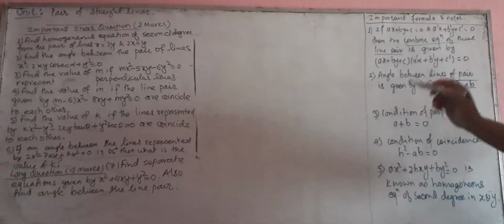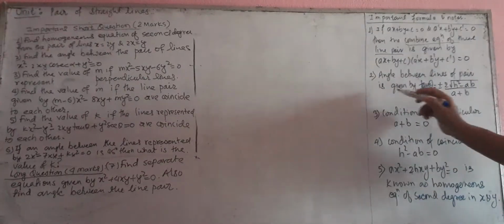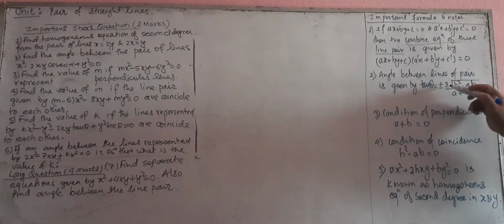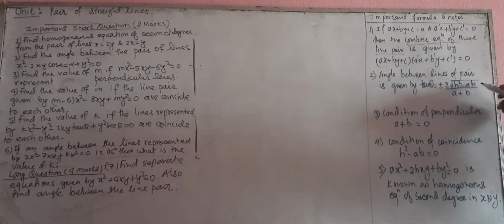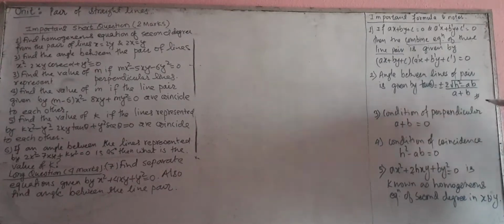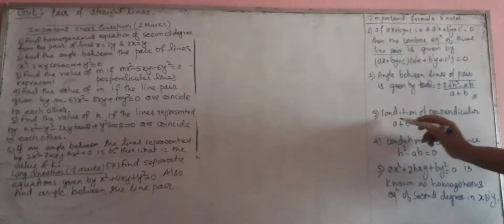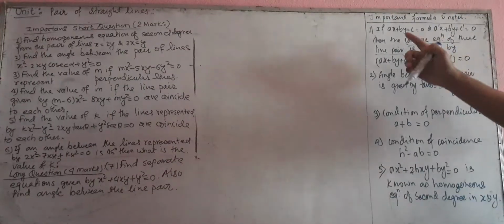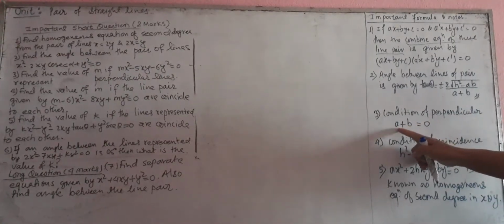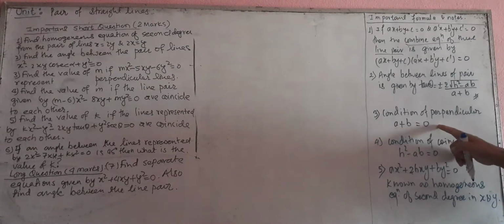Another important formula is the angle between the line pair, given by tan theta equal to plus minus 2 under root h square minus ab, whole divided by a plus b. This is the most important formula of this chapter. And two more formulas. The condition of perpendicular: the two lines of the pair are perpendicular if the sum a plus b equal to 0.